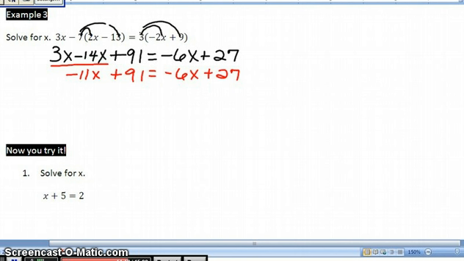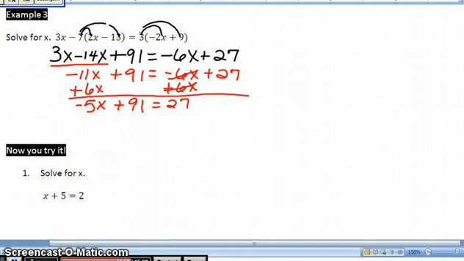So we need to get our letters on one side and our numbers on the other. In this case, I think I'm going to add a positive 6x to both sides of my equation. Negative 11 plus 6 is negative 5x plus 91. Negative 6x, positive 6x cancel out, so that equals 27.